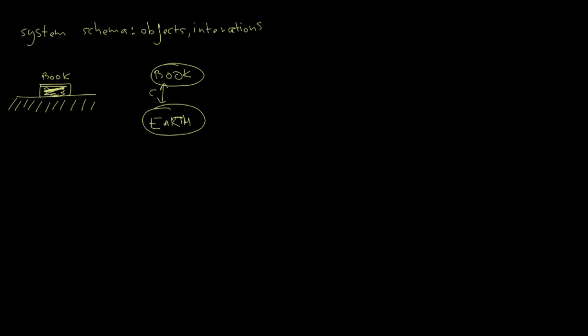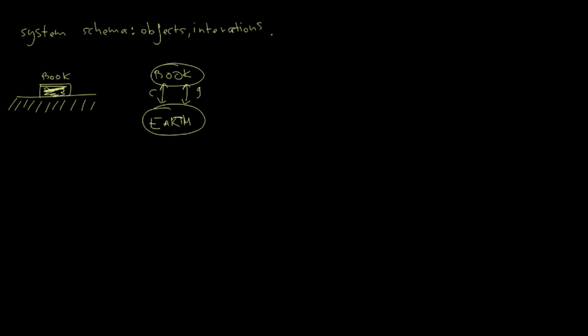Now I also know that there is a gravitational interaction between the book and the earth. So I need to draw another double-headed arrow. Now instead of c for contact, I will use the lowercase letter g for gravitational. So I have two interactions in this case between the book and the earth: the contact and the gravitational.